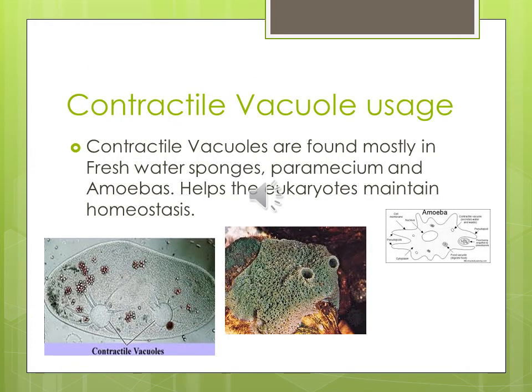What are contractile vacuoles used for? Contractile vacuoles are most commonly found in freshwater sponges, paramecium, and amoeba. The picture on your bottom left is a microscope picture of a paramecium. The picture in the respective middle is a freshwater sponge, and the picture to the top right is an amoeba.